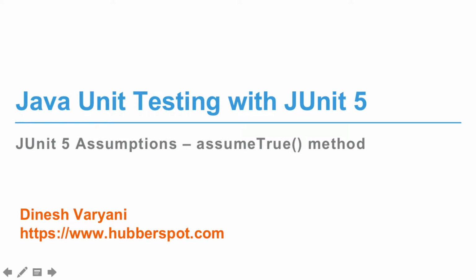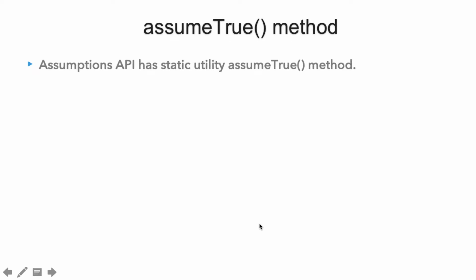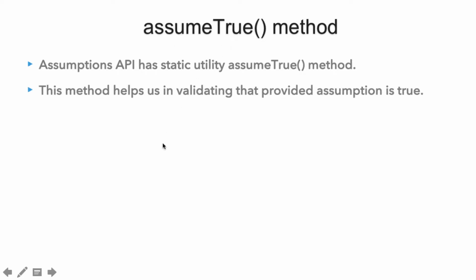Hi everyone. So let's continue to discuss JUnit 5 assumptions, and in this lecture we will discuss the assumeTrue method. So friends, the Assumptions API has a static utility method by the name assumeTrue. This method helps us in validating that the provided assumption is true.